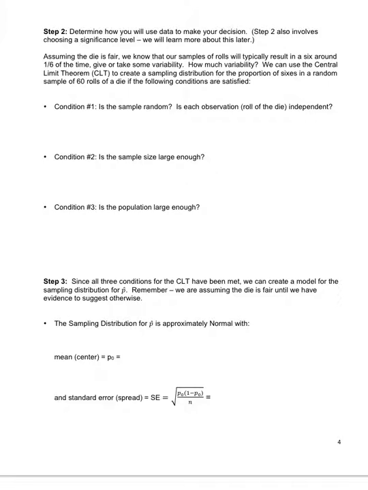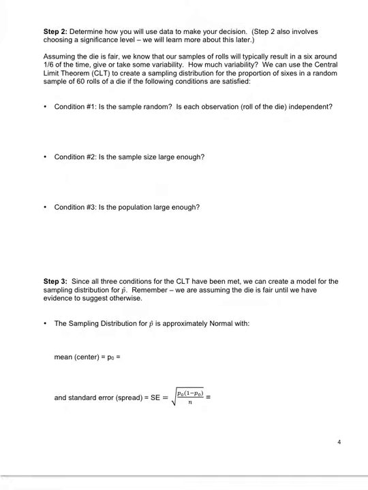Okay, so step 2, determine how you will use the data to make your decision. Step 2 also involves choosing what's called a significance level, and we're going to learn more about this a little bit later. So this is a little bit unusual. We're going to save that part of step 2 until the end for now. All right, so assuming the die is fair, we know that our samples of rolls would typically result in a 6 around 1/6 of the time, give or take some variability. The question is how much variability?